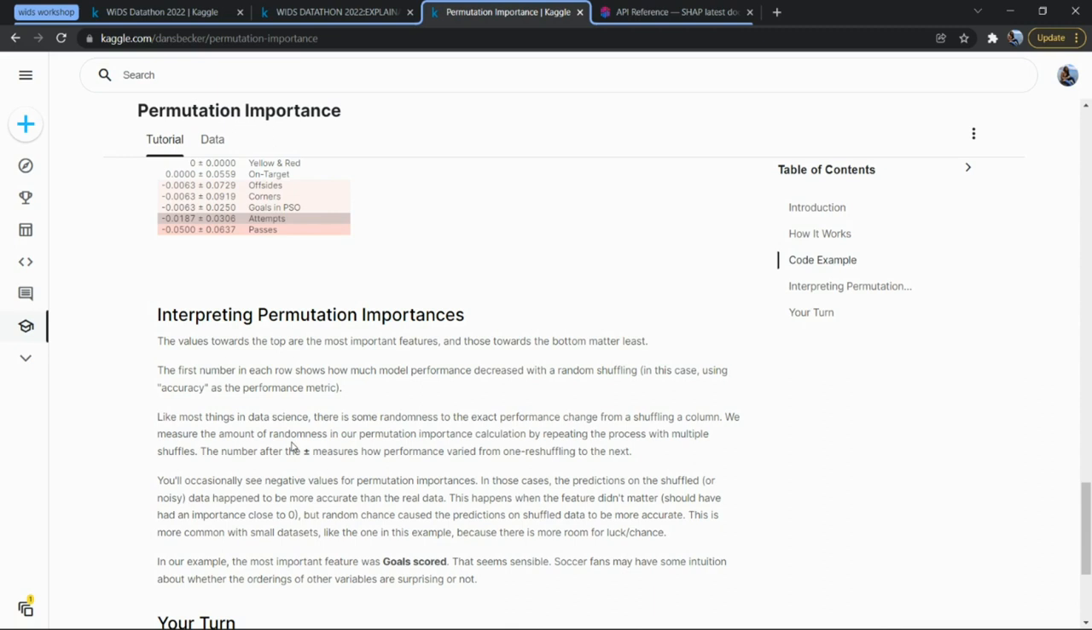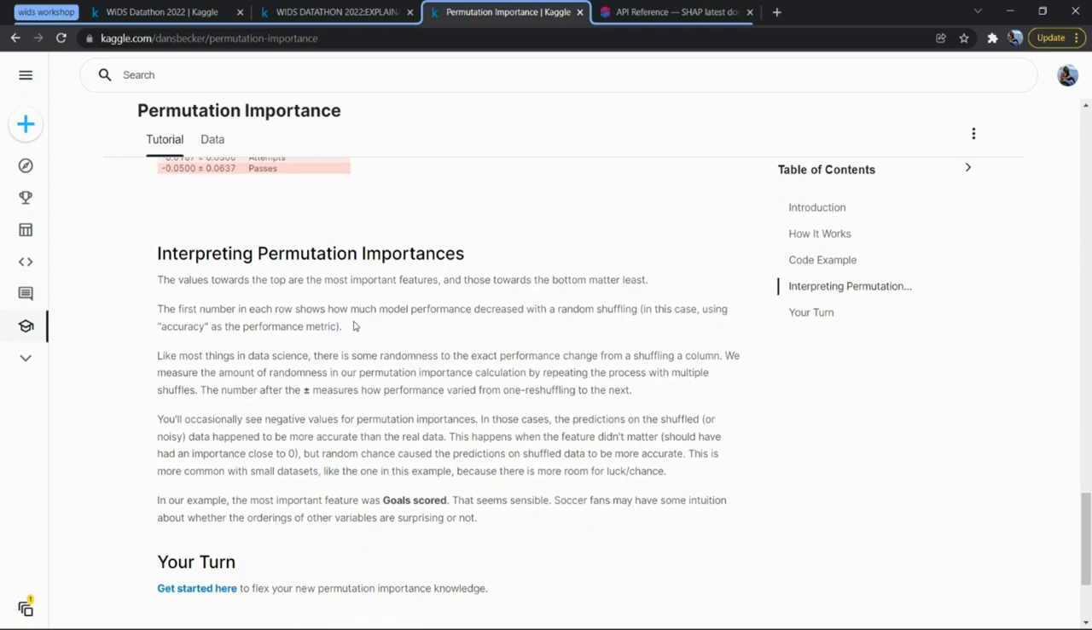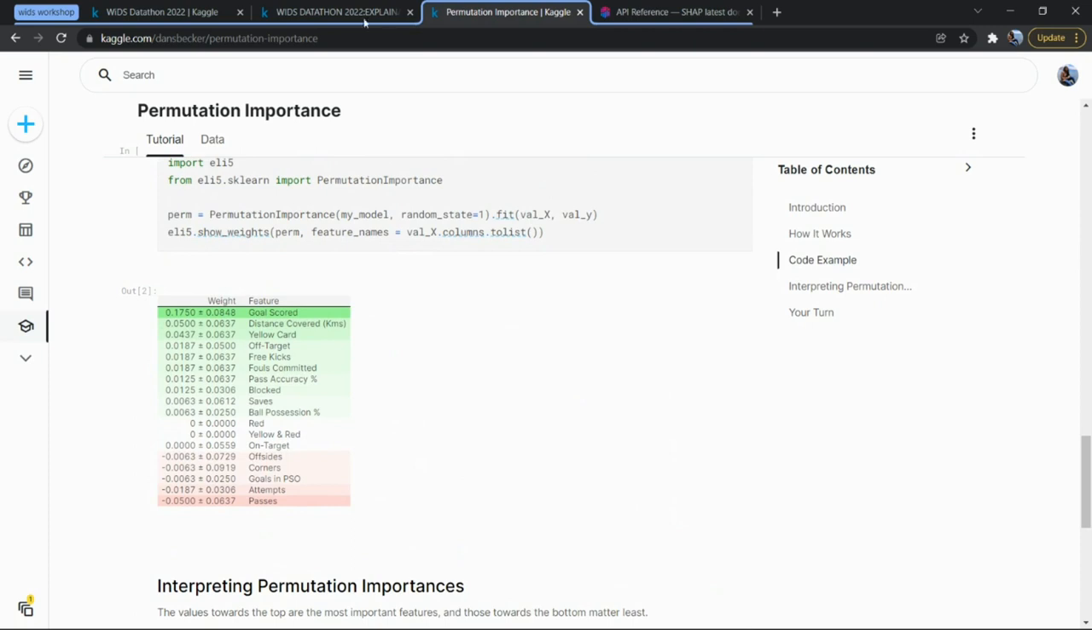This is more common with small data sets like the one in this example. Like in this example, you were having the heights, which was a small data set. And in this case, it may be possible that the features have negative values because, by random chance, they have an accuracy that is more than the original accuracy on unshuffled data. So there's more room for luck and chance when you have a small data set. So this is how you calculate the importance. And here the most important feature is the goals scored. And that seems sensible. Okay, so this is how we calculate the feature importance.